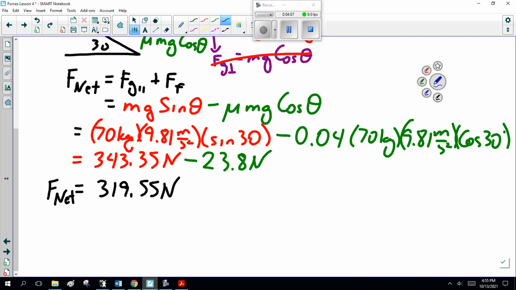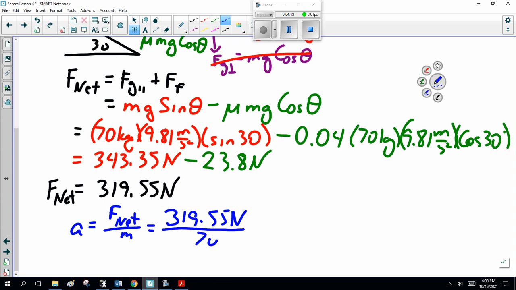But the question is, what's the acceleration? All right. Acceleration is F net over mass, 319.55 newtons, divided by 70 kilograms. And I got 4.6 meters per second squared. Yes. That's scary fast. That's a lot of acceleration. Bob is going boom down that hill. Yeah, that very quickly gets very bad.